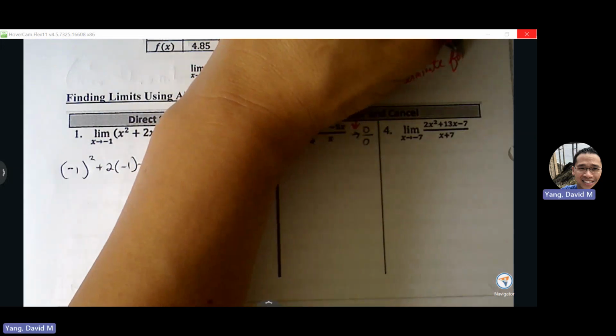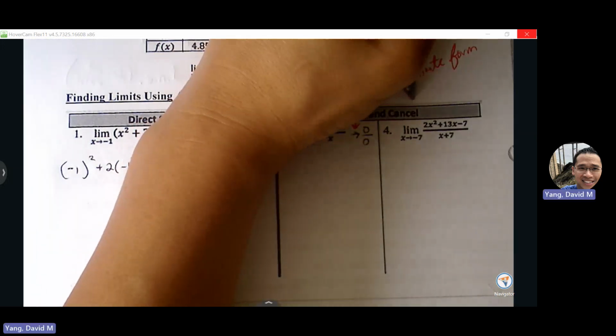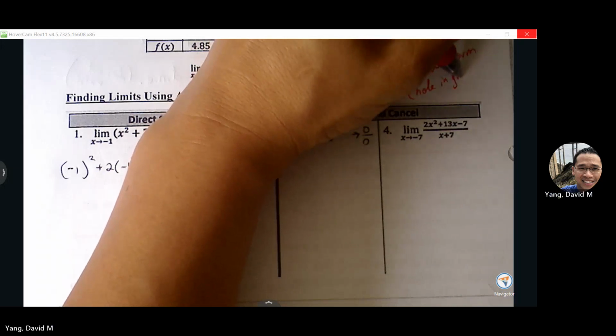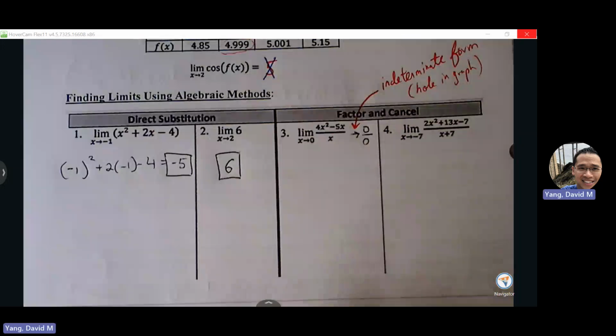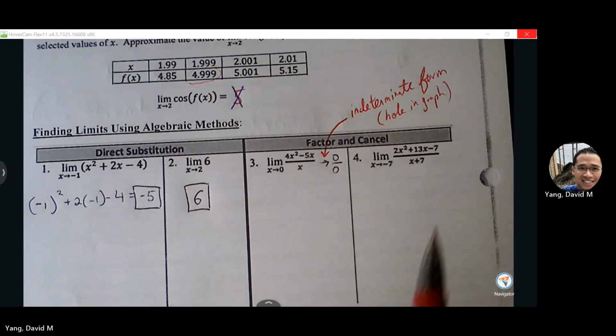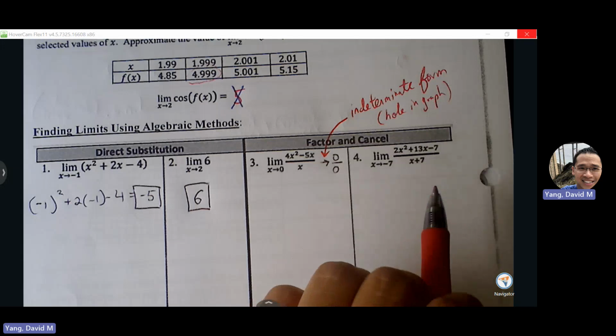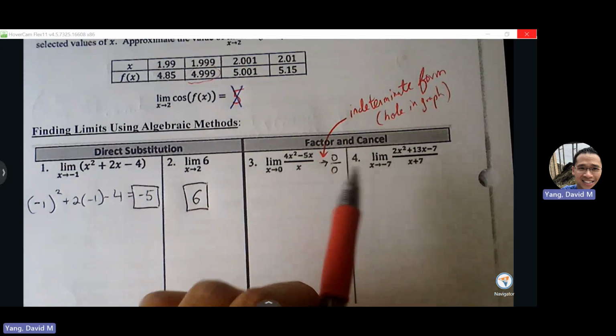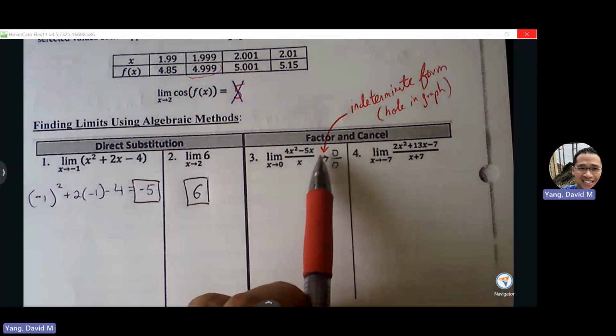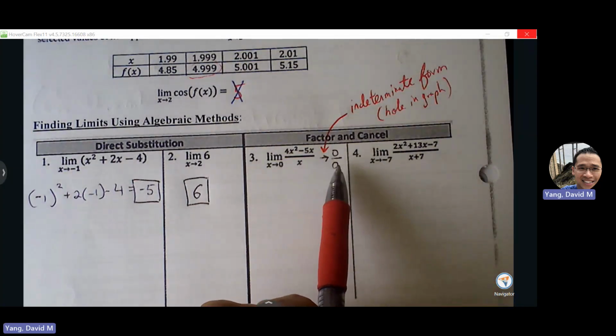And visually, this tells you that there is a hole in the graph. Now, when you have a hole in the graph, obviously the point doesn't exist, but your limit does exist. We just haven't found it yet. So we never want to stop a problem here and say, oh, the limit doesn't exist. The limit does exist. This just tells us we have to do more work to get to our limit.